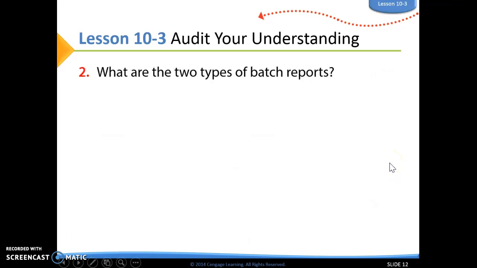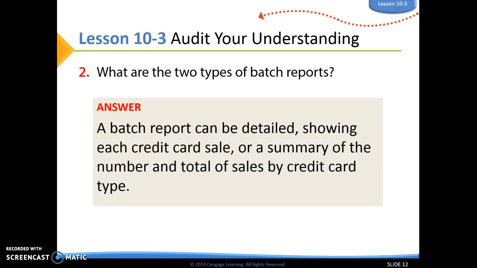Number 2, what are the two types of batch reports? A batch report can be very detailed and it shows every single credit card sale, or we could have a summary of the number and the total of sales by each credit card type, like all of the Visa credit cards, all of the MasterCard credit cards.